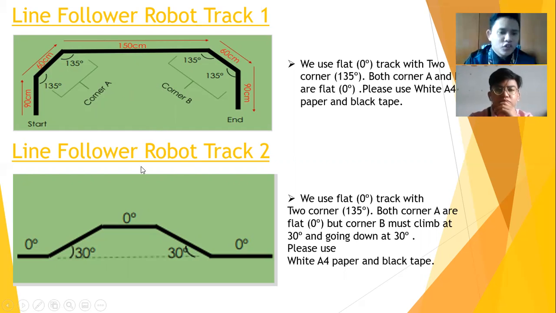So line follower robot track 2 is different. The track is also the same as track 1, but corner B must climb at 30 degrees and go down at 30 degrees. So at E it is different over there. So I will pass the next slide to my friend Fabian.